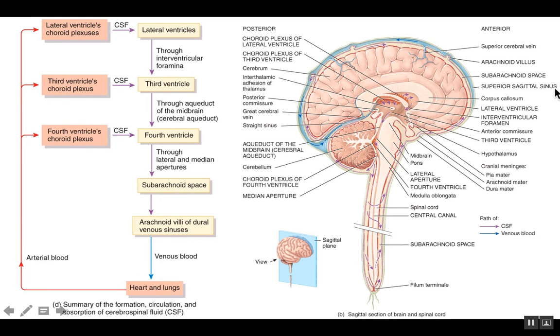A sinus is similar to a blood vessel. So that's how we get that cerebrospinal fluid back into the blood while we're still making new. So we keep making new, getting rid of old. And that's the complete circuit that cerebrospinal fluid takes.